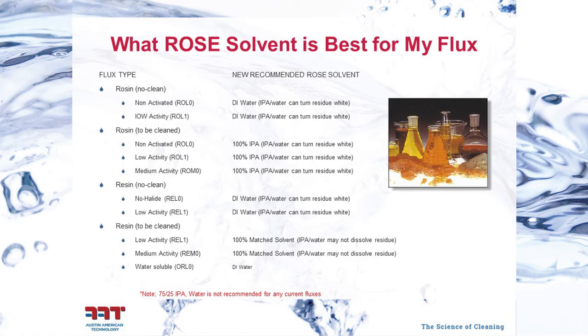Now, resin to be cleaned is kind of a different animal all on its own. Your low activity and medium activity, we're recommending a 100% matched solvent. Now, that basically means that like dissolves like. So if you're dealing with an oily residue, you want some sort of an oily solvent. Through our testing, IPA and water may not dissolve all of the residue that's left on a resin to be cleaned. It can in some cases. And then, of course, your water solubles, DI water is your best solution. But important to note that through all of our testing with today's fluxes, 75-25 IPA is not recommended for any of the fluxes.